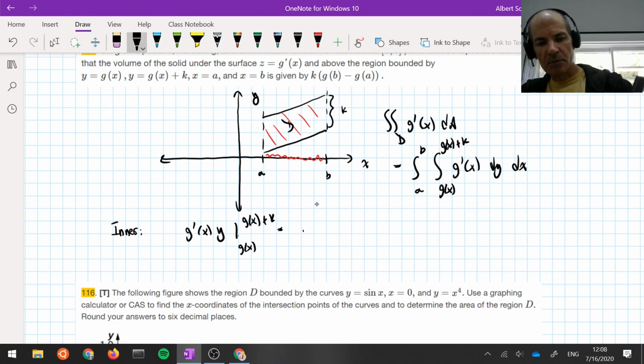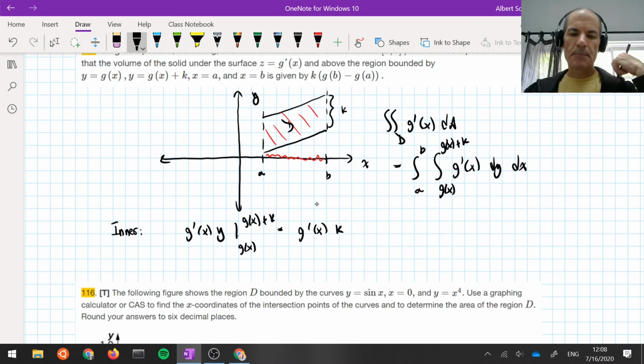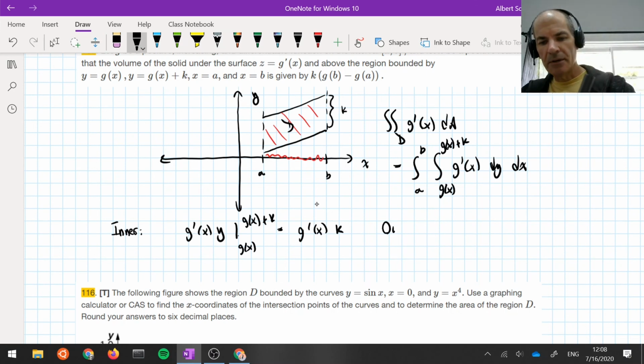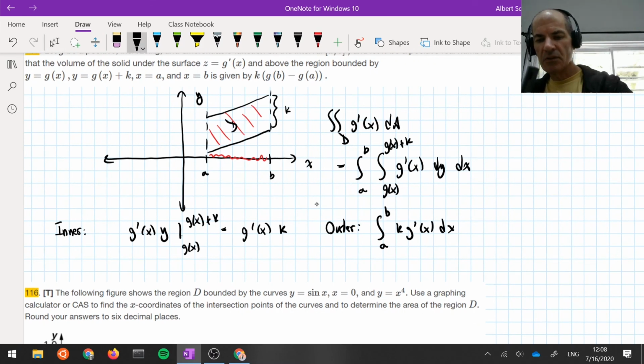Plugging those two in and subtracting, we get g prime of x: g of x plus k minus g of x. That nets out to just k. And now we can do the outer integral. The outer integral is the integral from a to b of k g prime of x dx. It turns out we can actually do this one using the fundamental theorem of calculus. An antiderivative of g prime is just g, and we can evaluate from a to b. k times g of b minus g of a, and that is in fact the result that we were looking for.